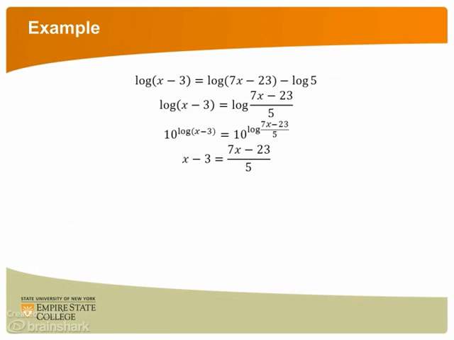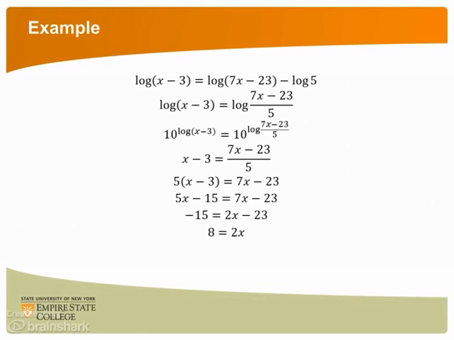To solve this equation, we first multiply both sides by 5 to get rid of the fraction. We are left with 5 times the quantity x minus 3 equal to 7x minus 23. Distributing through the parentheses, we have 5x minus 15 equal to 7x minus 23. Now we want to isolate the variable on one side of the equation. We subtract 5x from both sides of the equation and are left with negative 15 equal to 2x minus 23.